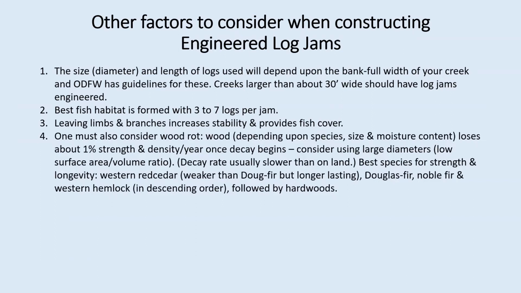And one must also consider wood rot. As a former structural engineer, and as anybody that deals with wood knows, wood rots. Depending upon the species, the size, and the moisture content, it loses about 1% of its strength and density per year once the decay begins. So you want to consider using as large diameters as possible, which contain a low surface area to volume ratio and minimize that decay, because it's going to fail well before it reaches 1% strength. So you want to have enough there so it's going to last you a while.